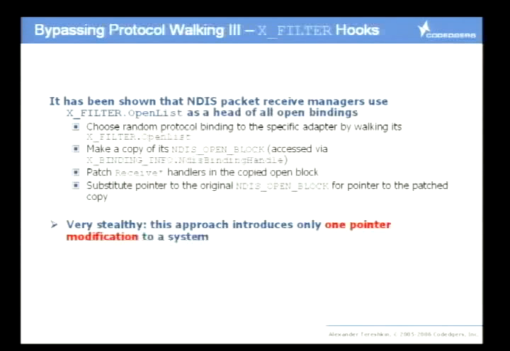So this will result in tricking the packet indication code, so that when a new packet comes to this code, the indication functions will use our open block structure instead of the original. So this solution is very stealthy because it requires only one pointer modification. And an integrity protection driver, for example, would have to check the X-filter for a single pointer modification. This will result in lots of false positives.